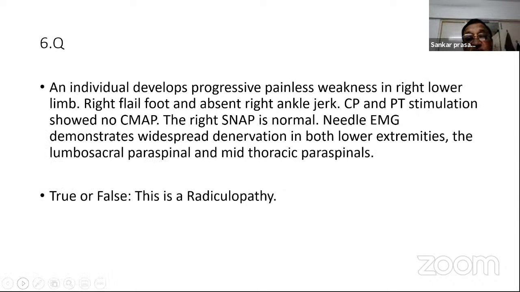An individual develops progressive painless weakness in the right lower limb, right flail foot, and absent right ankle jerk. The common peroneal and posterior tibial stimulation showed no CMAP. The right SNAP is normal. Needle EMG demonstrates widespread denervation in both lower extremities, the lumbosacral paraspinal and mid-thoracic paraspinalis. Is this a radiculopathy? Yes. Is it? Then why the mid-thoracic paraspinals?